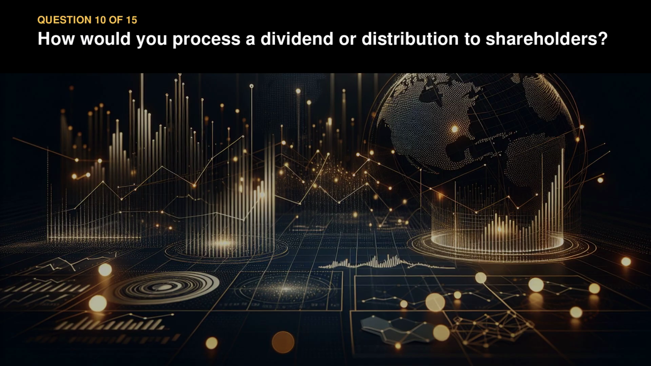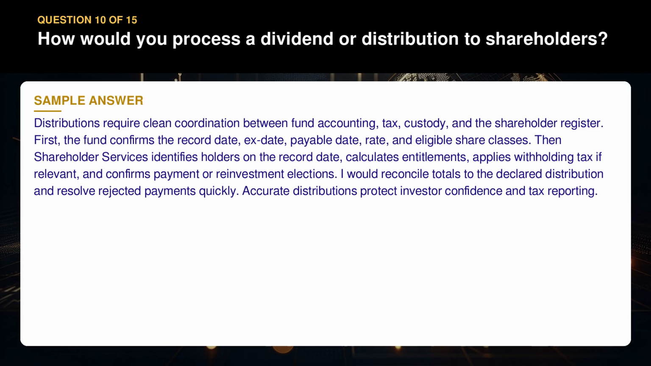Question 10. How would you process a dividend or distribution to shareholders? Distributions require clean coordination between fund accounting, tax, custody, and the shareholder register. First, the fund confirms the record date, ex-date, payable date, rate, and eligible share classes.